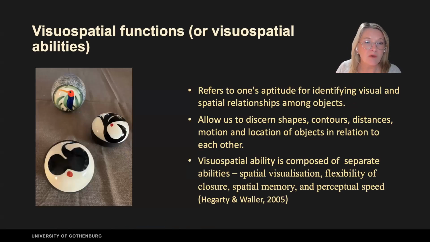Visuospatial functions or visuospatial abilities involve our ability to understand visual and spatial relationships between objects. These abilities help us navigate our environment by perceiving and processing information about shapes, distances, and object locations. They rely on several brain regions and are critical in helping us make sense of the world around us. Research has shown that people with strong visuospatial abilities tend to excel at problem solving, spatial reasoning, and visualizing complex concepts.